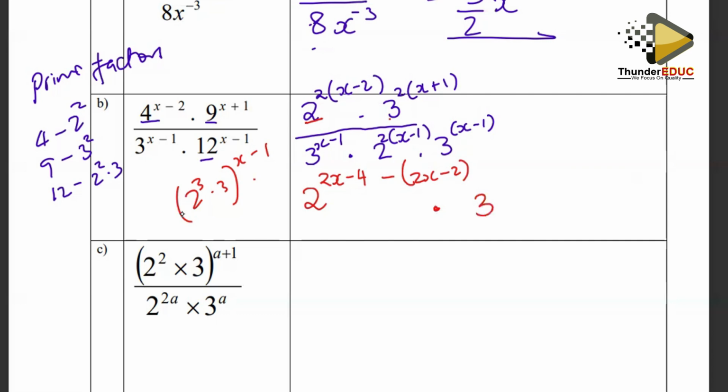Times, I have a 3. When I open that up, I have 2x plus 2 minus, this is x minus 1, this is also x minus 1. So it's 2 of them, which means it's 2x minus 2. And I simplify this, open up the brackets. It's going to be minus 2x, which is going to cancel this 2x. And it's going to be a plus 2, which means I have 2 to the negative 2.